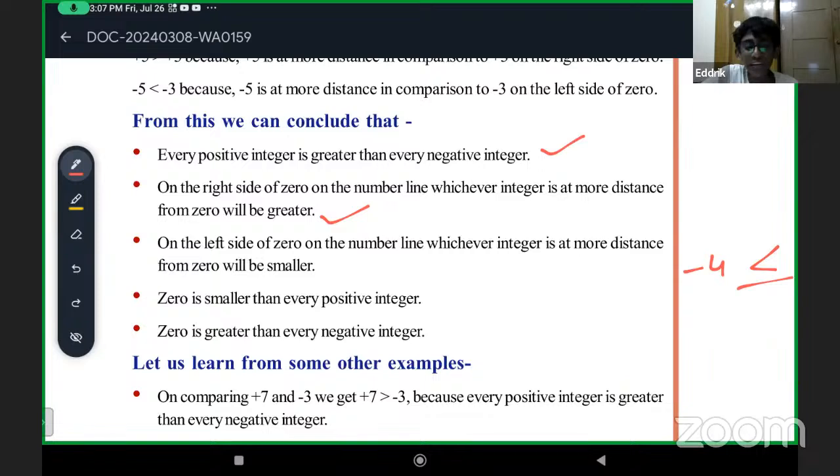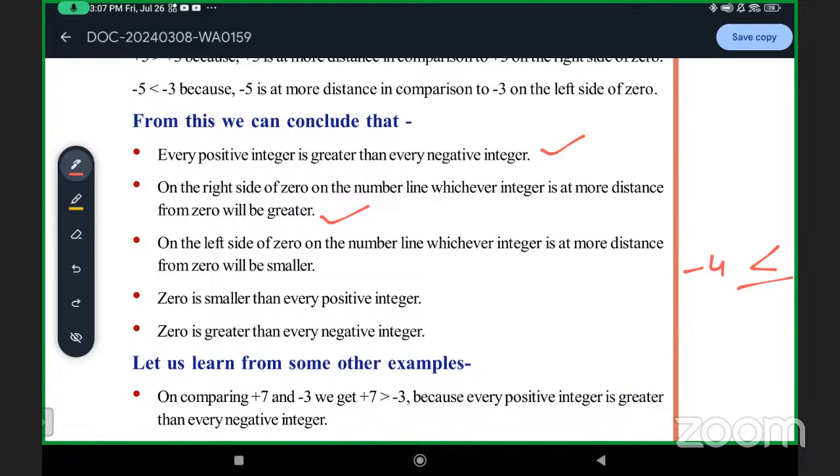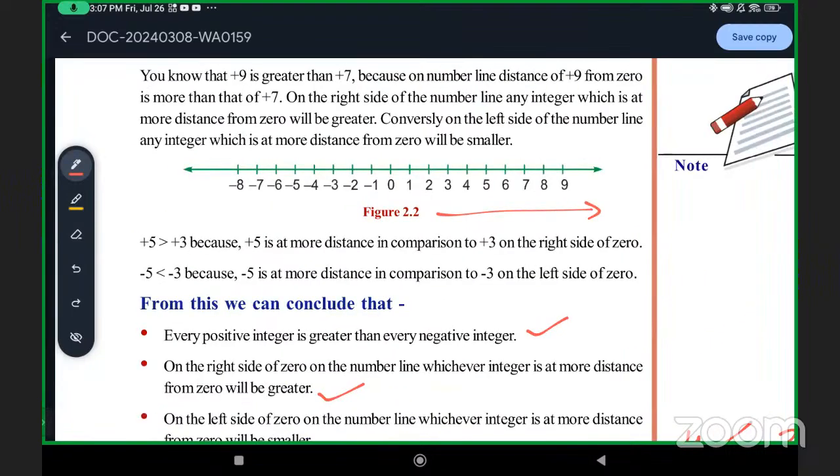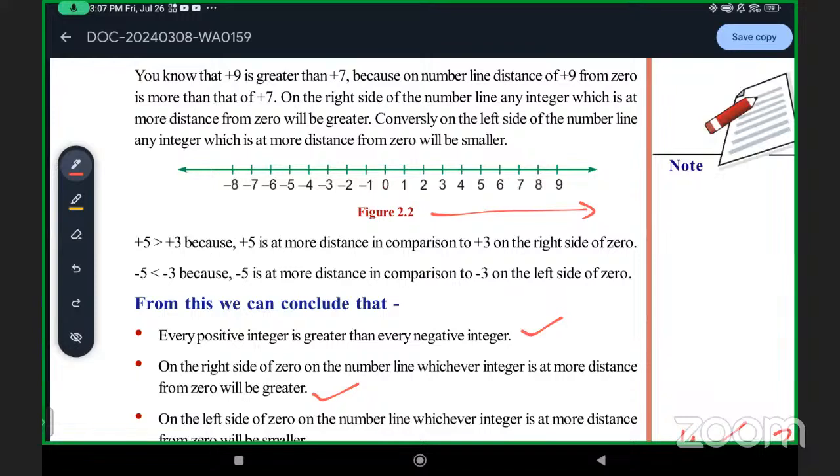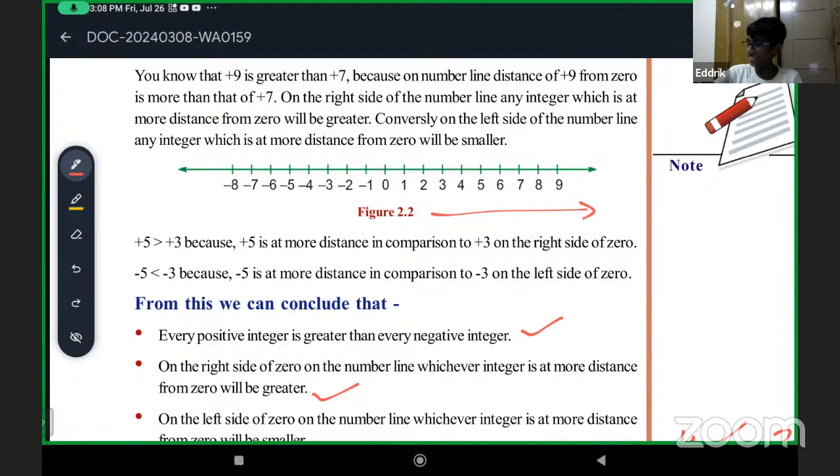Ma'am, where does the number line start and where does it end? The number line starts with 0 at the center, and we can continue it as much as we want, until infinity. Infinity we can continue. Is infinity the last number?